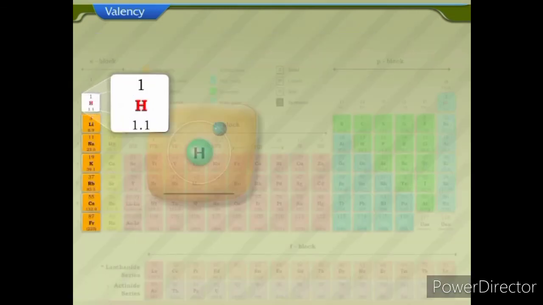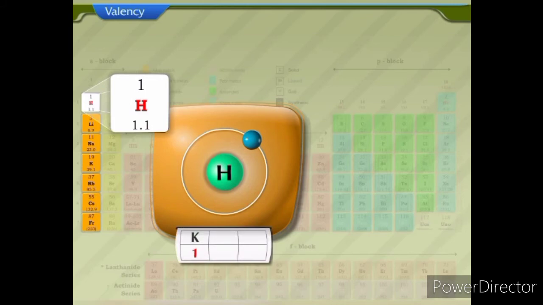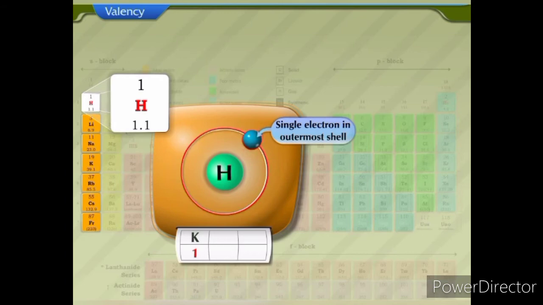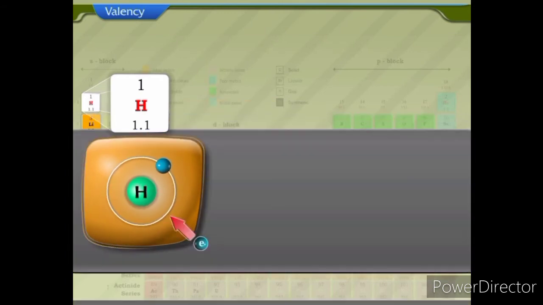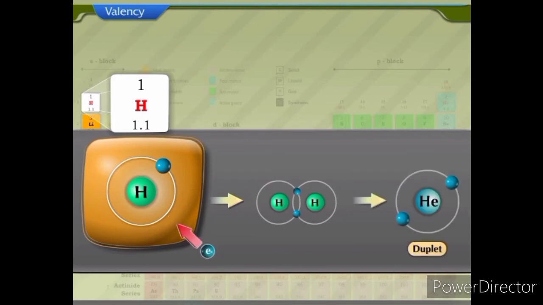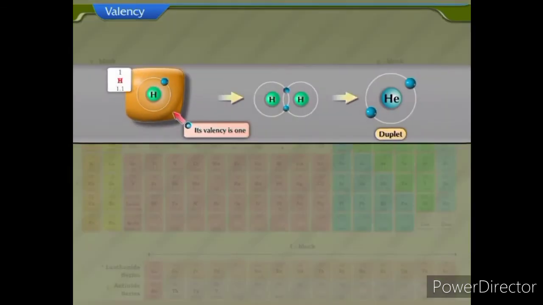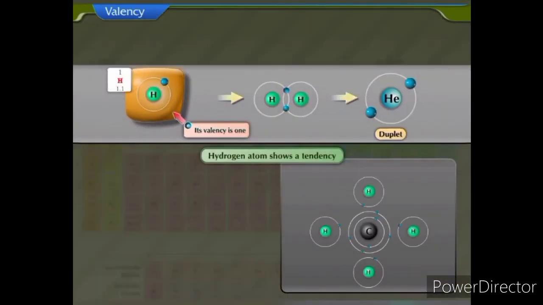What is the valency of hydrogen? The atomic number of hydrogen is 1. The hydrogen atom has a single electron in its outermost orbit. It requires only one electron to complete the duplet. Thus, its valency is 1. Hydrogen atom shows a tendency to share its electron to attain a stable electronic configuration.